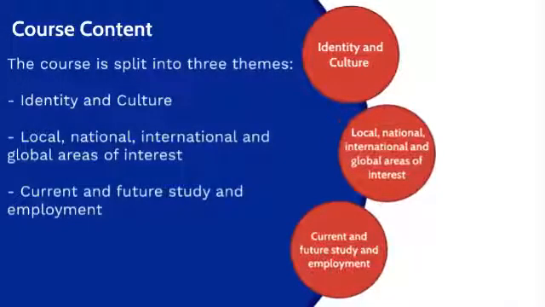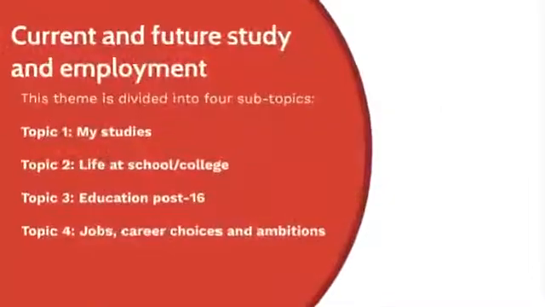And then finally, for current and future study and employment, there are also 4 subtopics. So talking about your studies at school, what life is like at school, and also in a French school. You'll look at your post-16 education, so whether you'd like to do an apprenticeship, go to 6th form, or some other kind of education. And topic 4 is your jobs, career choices, and ambitions, and what you'd like to do in the future, basically.